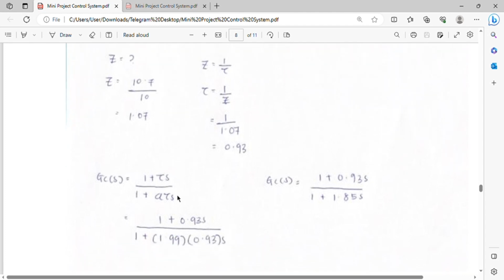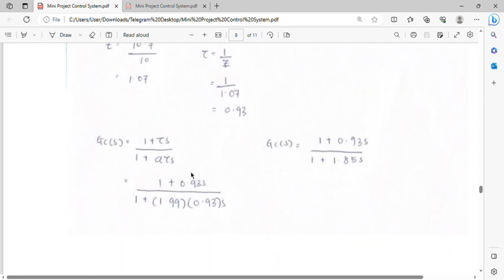For the new transfer function of the lag compensator, the equation is 1 plus tau s over 1 plus alpha tau s. So we put in the values that we have calculated. We got 0.93 for tau and 1.99 for alpha. After we calculate, we got the new transfer function 1 plus 0.93s over 1 plus 1.85s. So we can see here.